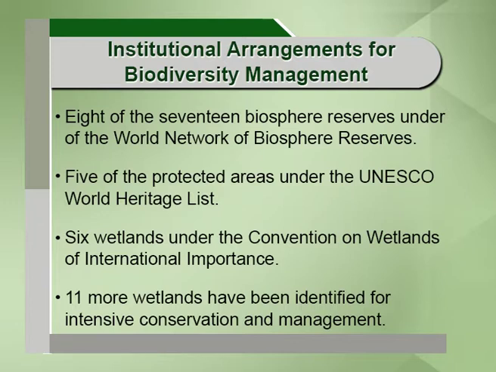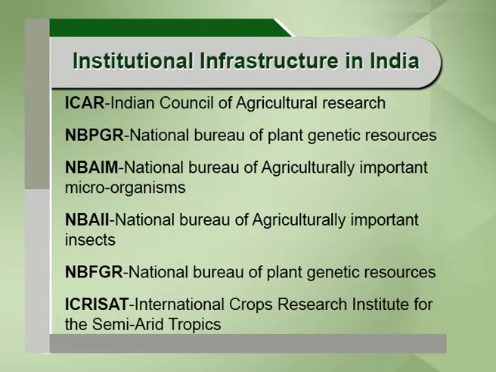There are so many world-famous biodiversity areas in India, and 6 wetlands are designated under the Convention on Wetlands, and 11 more wetlands are identified for intensive conservation and management. There are some institutional infrastructures adopted in India, that is the Indian Council of Agricultural Research, the National Bureau of Plant Genetic Resources, the National Bureau of Agriculturally Important Microorganisms, the National Bureau of Agriculturally Important Insects, as well as the International Crops Research Institute for the Semi-Arid Tropics.